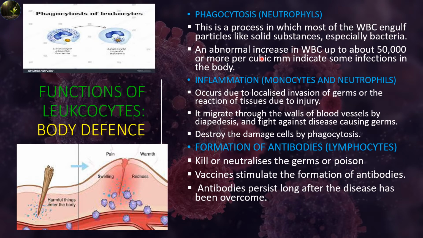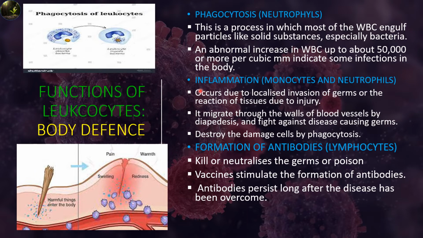An abnormal increase in WBC up to about 50,000 or more per cubic millimeter indicates some infection in the body. If any germs or bacteria enter our body, the WBC count will increase to about 50,000. Then through a blood checkup we can find it out. All of you know that the normal WBC count is 4,000 to 8,000.